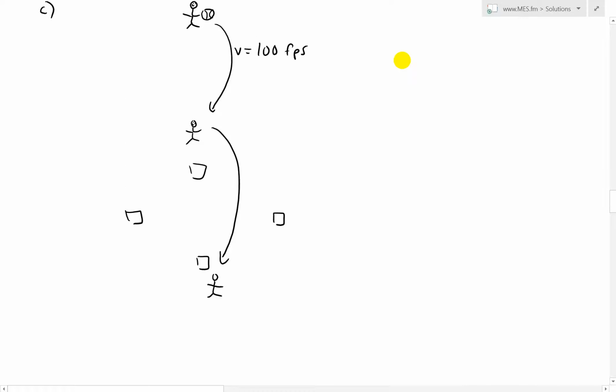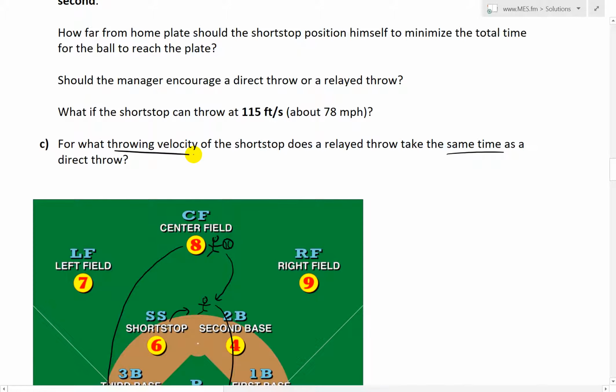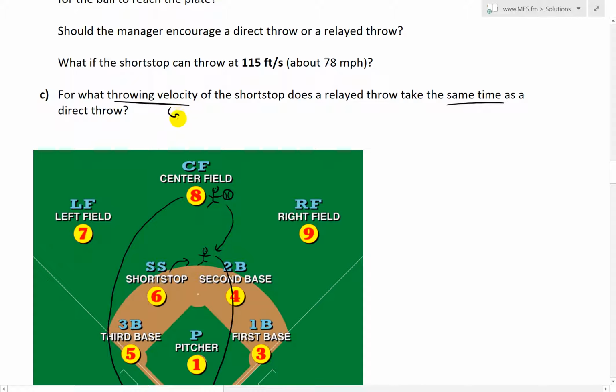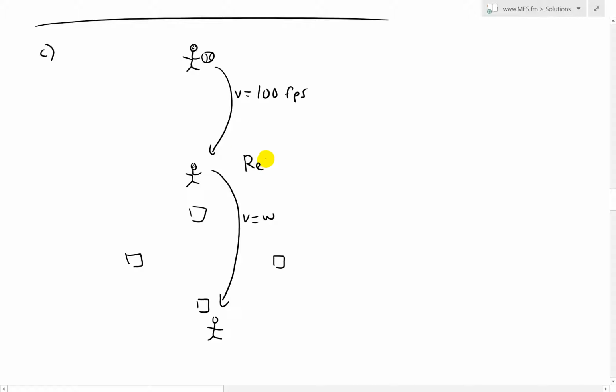And then this shortstop right here throws with a velocity that's what we're trying to find. We're trying to find what throwing velocity of the shortstop. We'll let this equal W. So V equals W in this scenario, and we'll call this the relayed throw. Then we find the time it takes, and what velocity makes it the same as if they were to throw it all the way across here for a direct throw.